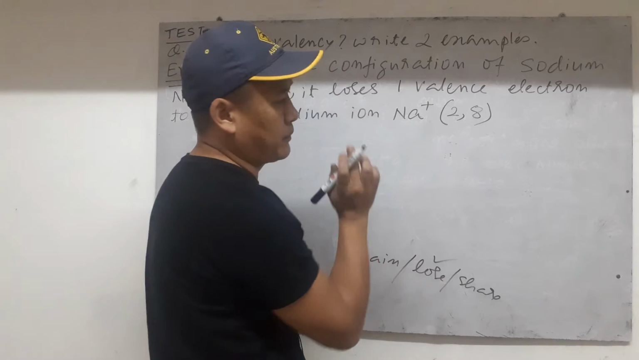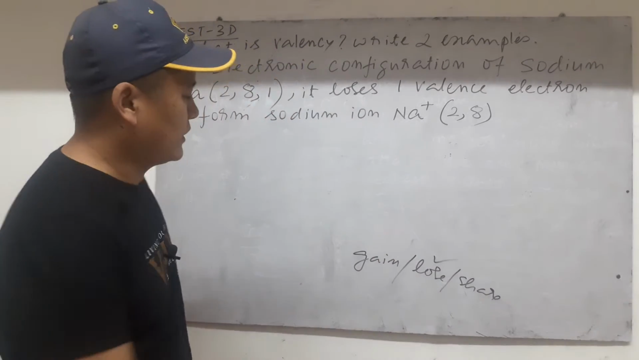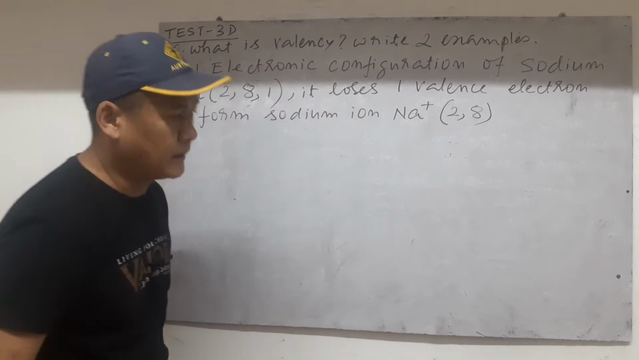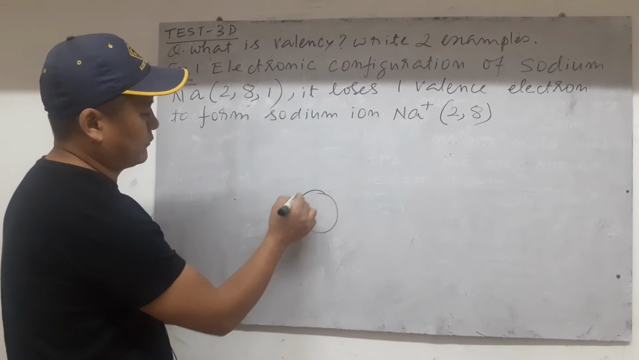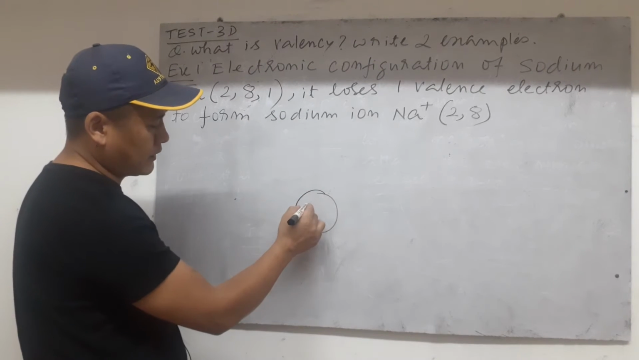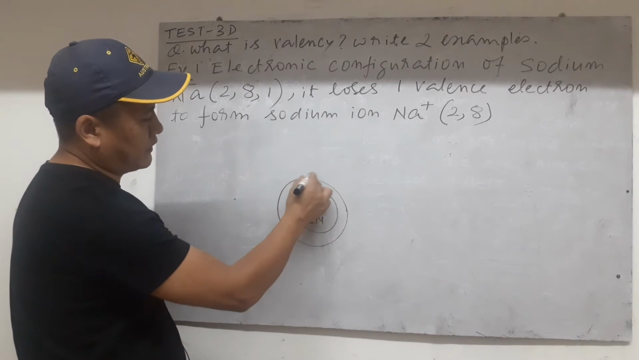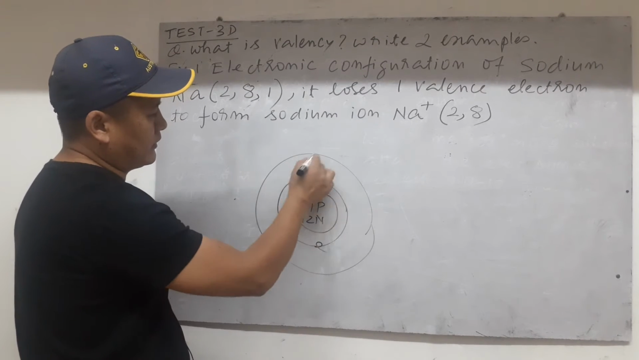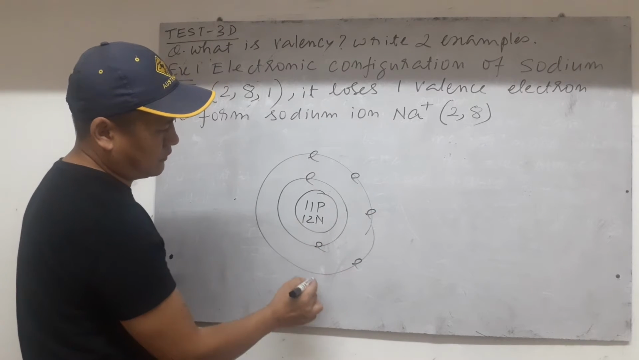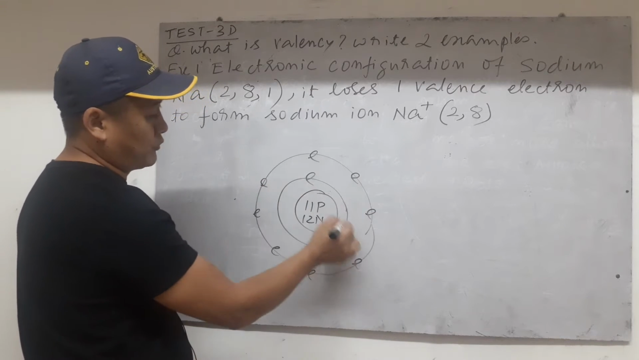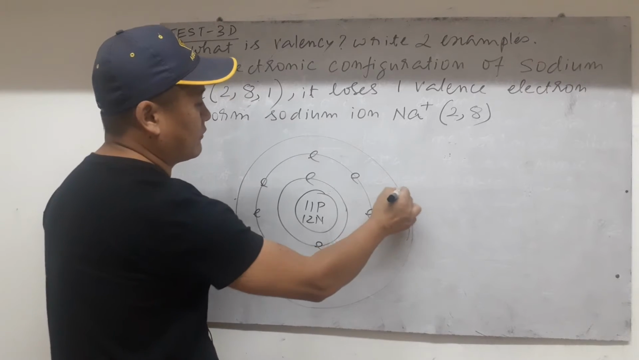So the plus sign is coming out. Let me explain this a little bit here. No need to write. Here you see the sodium atom has, we drew this structure in the last class, 11 protons and 12 neutrons, and it has 11 electrons. 2 in the first shell, 8 in the second shell, and in the last shell, valence electron 1.